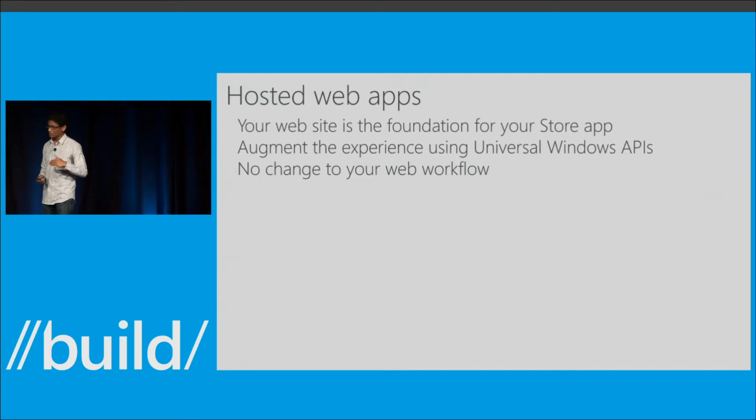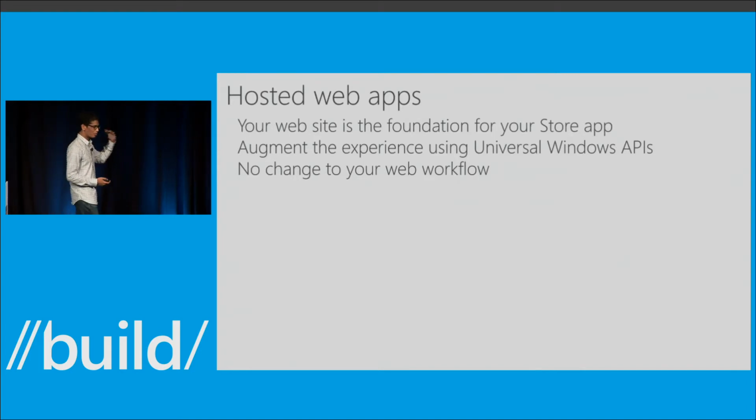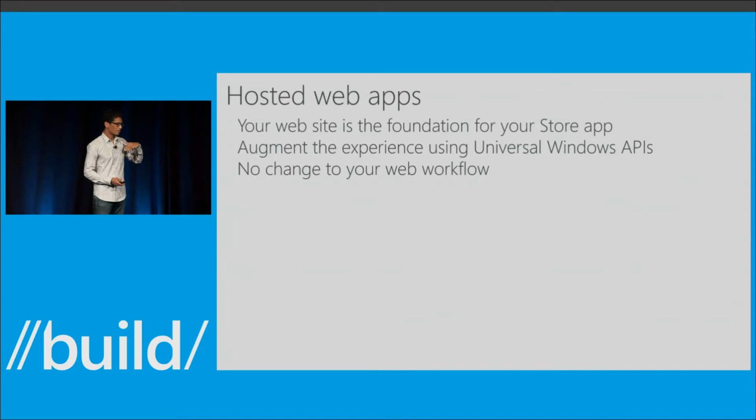That means the JavaScript code that's calling the Universal Windows APIs is actually living on your server. And so when you need to deploy an update to that code, you just do the same workflow that you always do, hit deploy, and all of your users are immediately updated.